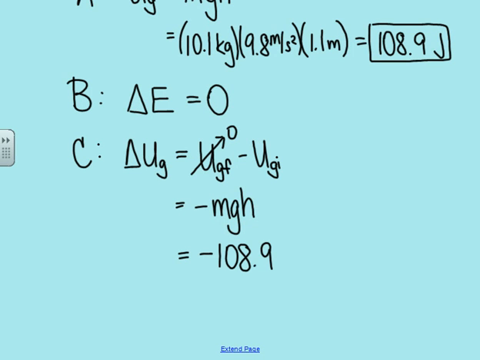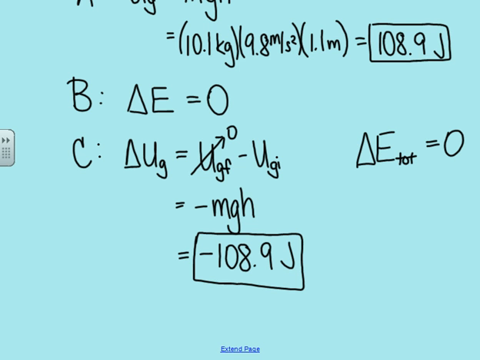So in this portion, where the worker is moving the box from the table down to the floor, the box loses 108.9 joules. So the change is negative. Overall, if we add all three changes in energy, we find that the total change in energy is 0. Energy is conserved, we say with this, because the energy doesn't change from the initial to final point.